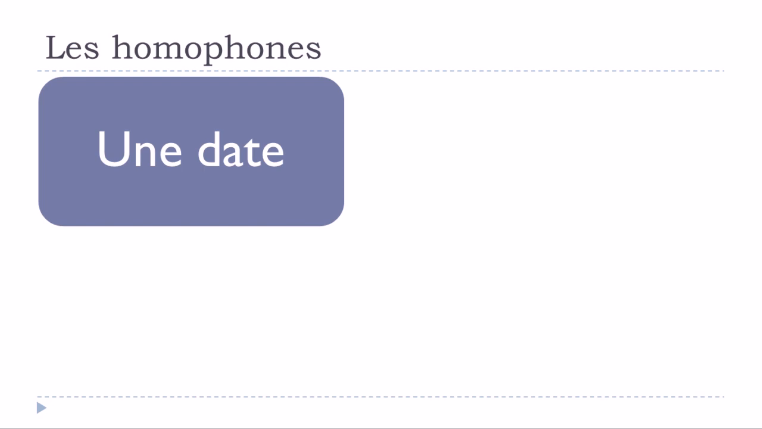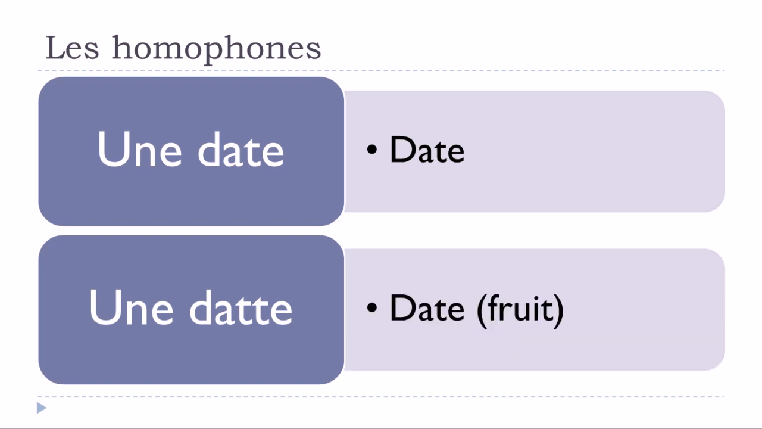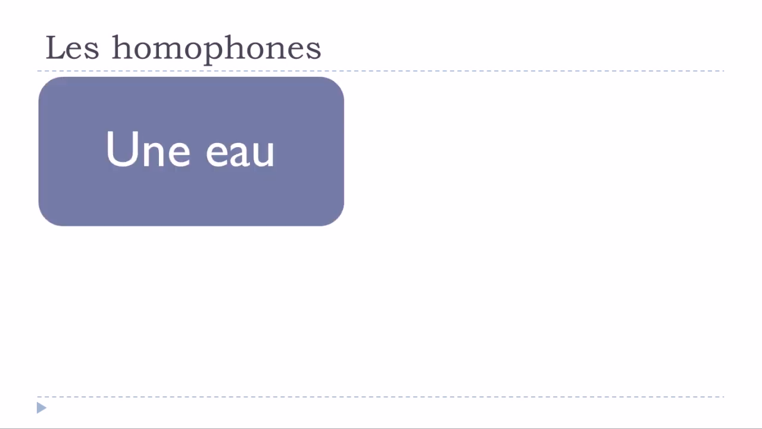Une date. So it's quite interesting because in English it's written the same way. Okay, so in that case we're talking about the fruit, so une date. Okay, and here une date, so 31 janvier for instance, une date. Okay, une eau.